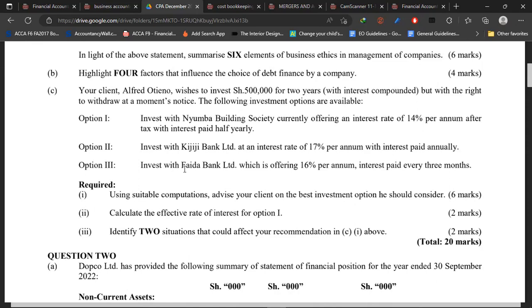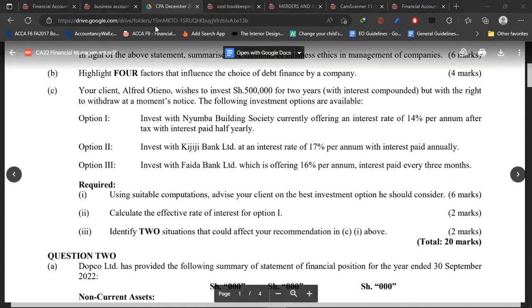So the first thing that you need to do with those kinds of questions is the analysis of each option and determine it, because here we are dealing with return. The option with the highest return is the one that you are going to advise the investor. So let us do our calculation properly.